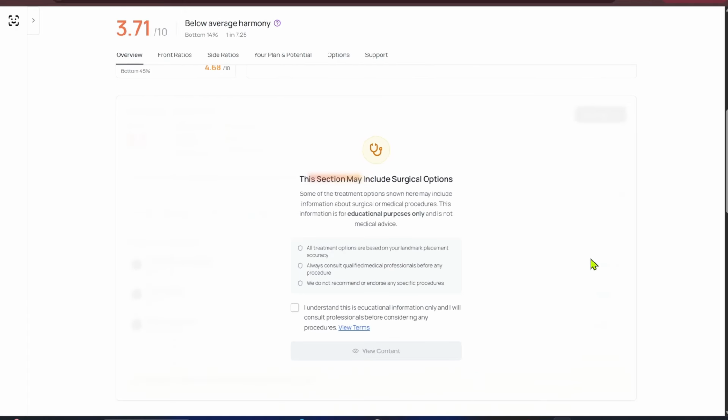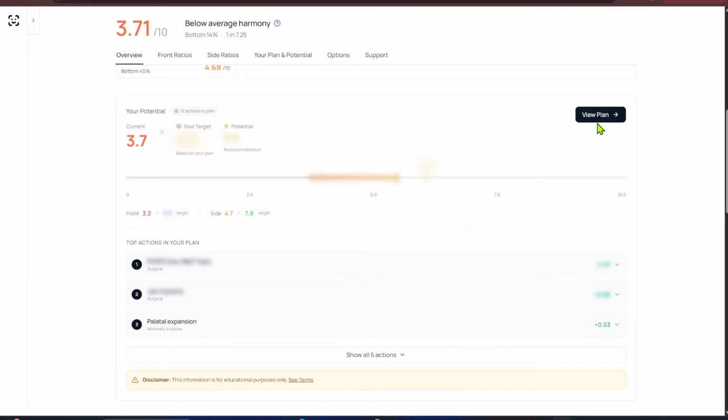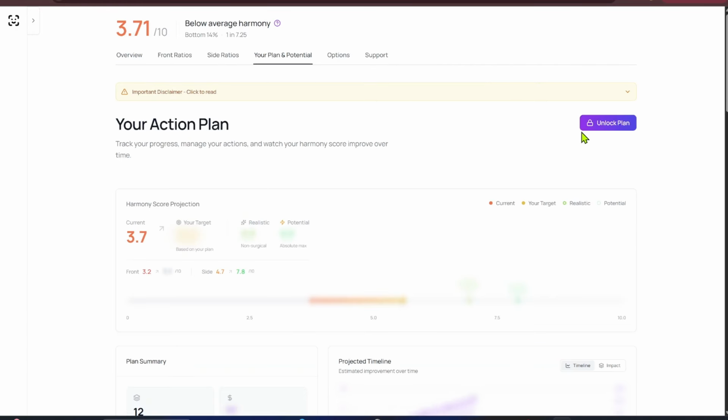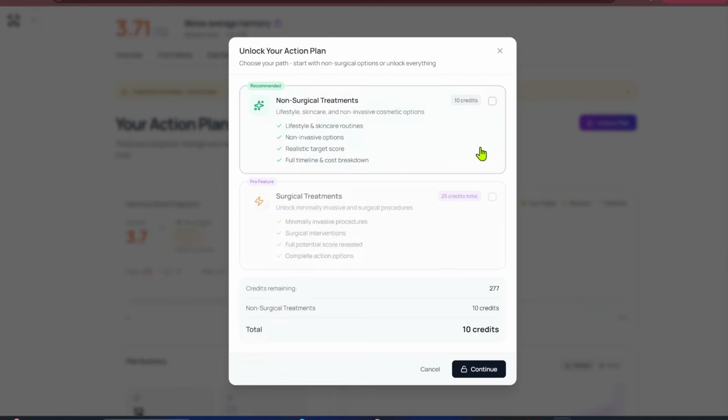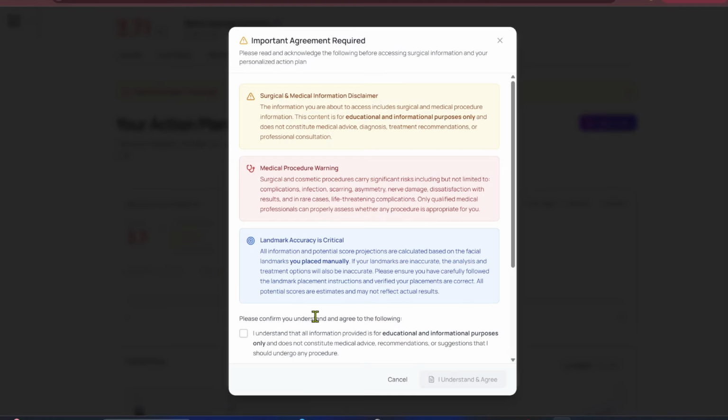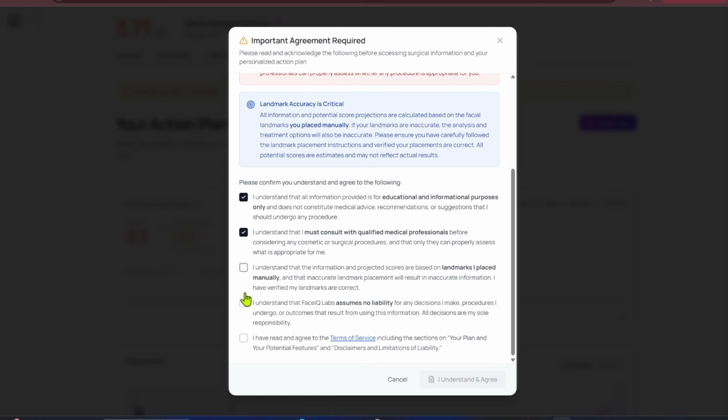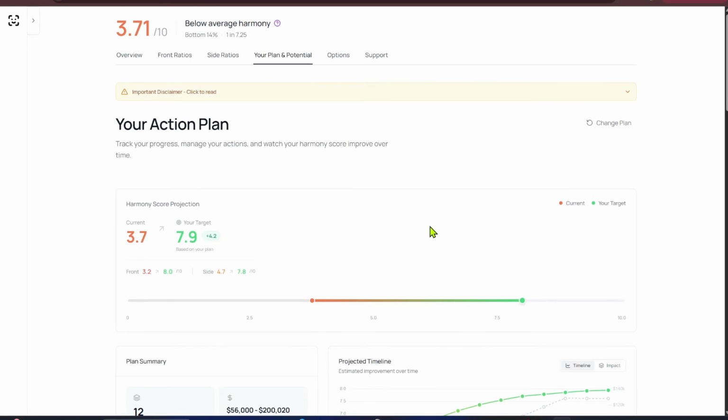There's also the Your Plan and Potential, so we'll actually view that really quickly, and I'll use these credits so we can all see. So your action plan, we will do this, both of these, and then make sure you read through these ones. I've done it for all the faces, so I can just click through these. Definitely want to pay attention. Okay, wow, his target is a 7.9. That's actually really, really good.